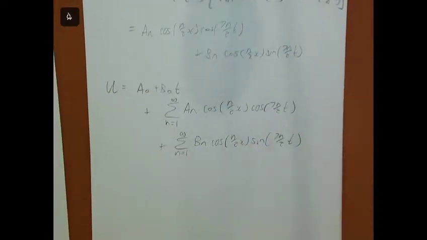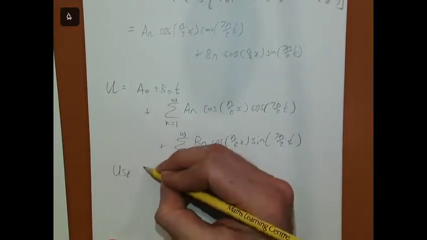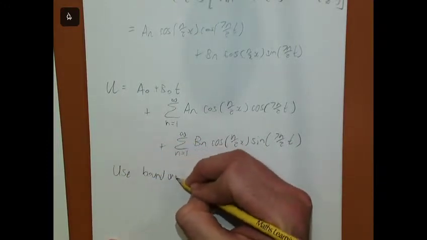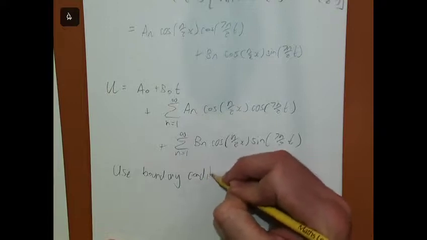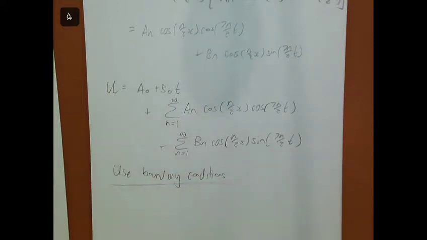And so here we are. That is what U is. And now finally I can use my final boundary and initial conditions. I think I understand the difference between boundary and initial conditions now. Initial conditions is when t is 0, everything else is a boundary condition.